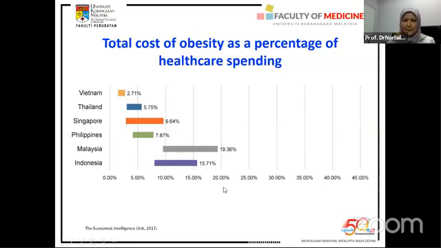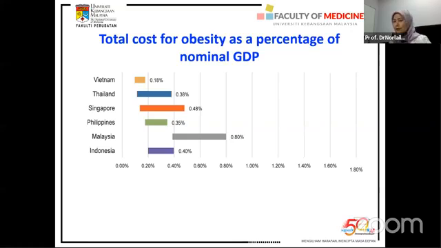And if you look at the total cost of obesity as a percentage of healthcare spending, you can see that 19.36% needs to be spent to treat obesity and its associated diseases, much higher compared to other countries around the region. And if you look at the total cost of obesity as a percentage of nominal gross domestic product, obesity also has a direct impact on the country's GDP performance, as shown in this figure. So Malaysia's total cost of obesity as a percentage of nominal GDP ranks top, at a range between 0.4 and 0.8%, far ahead compared to other Asian countries.